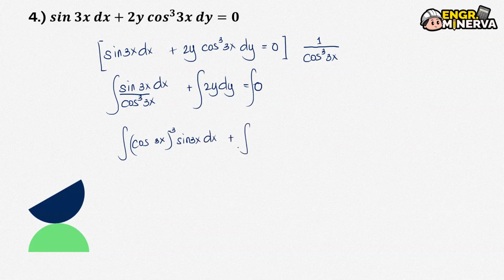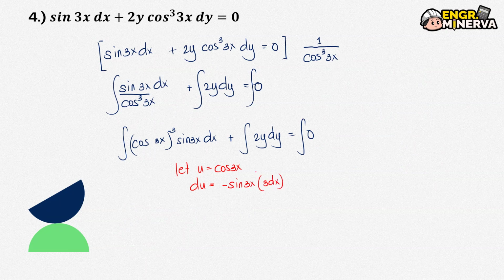Plus integral of 2y dy equals integral of 0. If we let u be our cosine 3x, the derivative of u would be, so the derivative of cosine is negative sine 3x multiplied by the derivative of the inside function, which is 3dx. So your du would be equal to negative 3 sine 3x dx, and du over negative 3 would be equal to sine 3x dx.